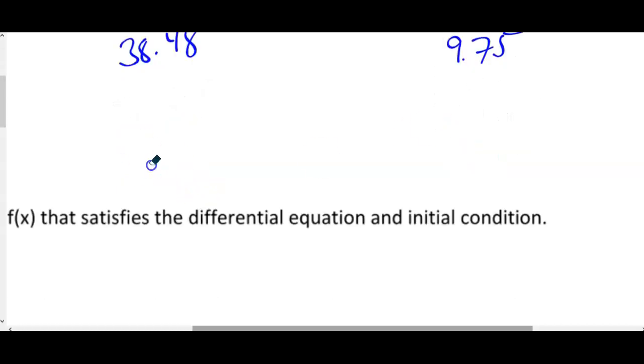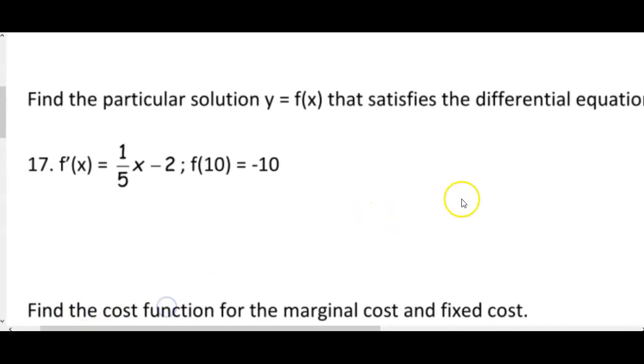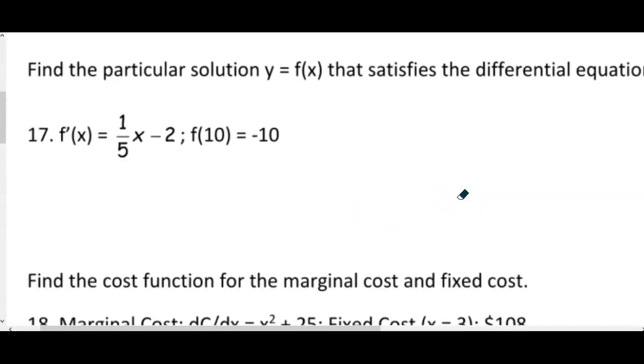Okay. All right. Let's jump down here. Find a particular solution. All right. So we've been doing this a lot lately. When we find a particular solution, what we first need to do is integrate it. So, well, it's already written out. Well, no, let's write it out. So when we do that, we get 1/5 x squared divided by 2 minus 2x plus c. And that's 1/10. So 1/10.